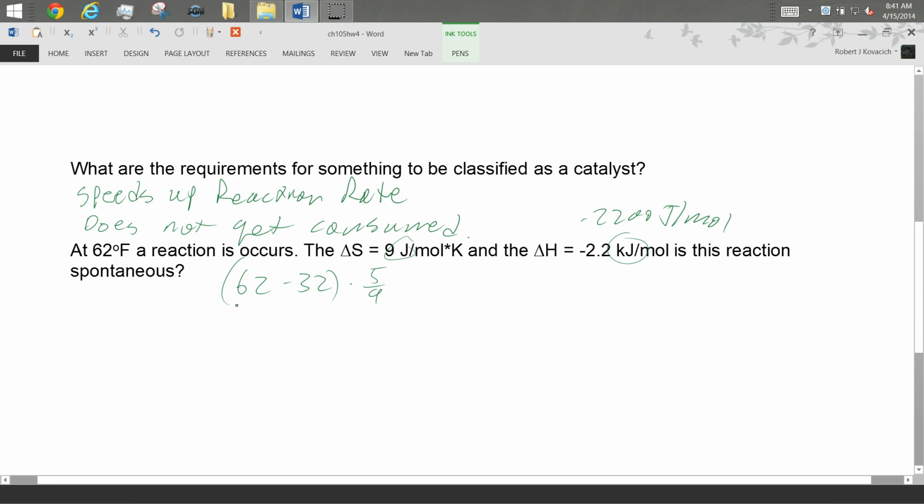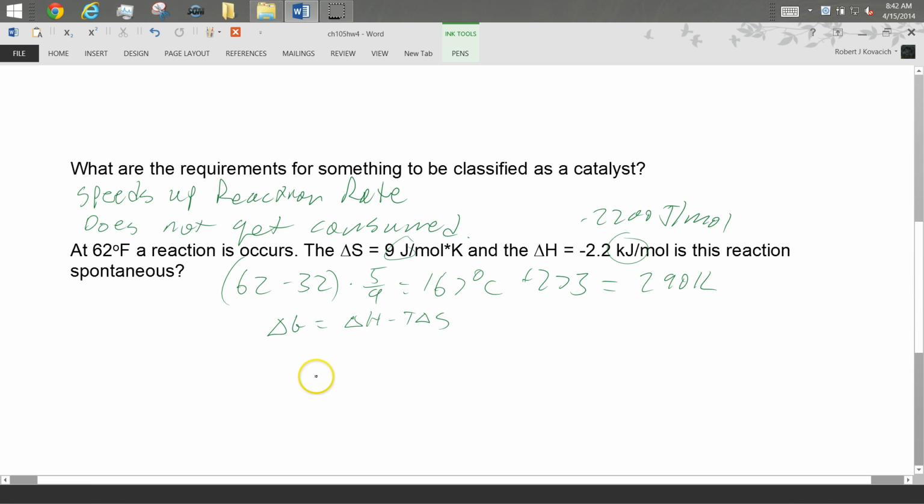What does that equal? Calculate. 62 minus 32 equals, and then times 5 divided by 9 equals. That sounds good. 16.7 degrees Celsius. And then I'm going to go add 273 to that. And I get 290 K. Okay. And then our equation is delta G is equal to delta H minus T delta S.